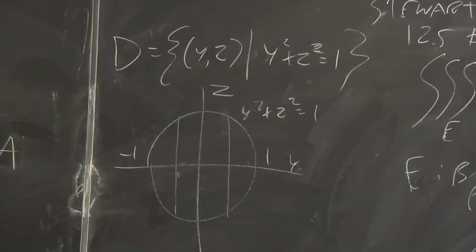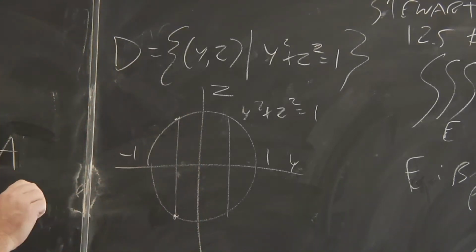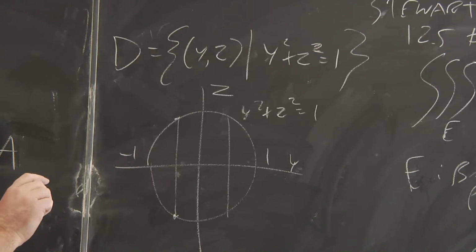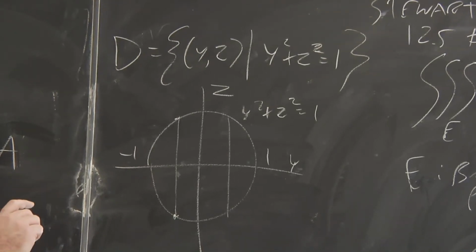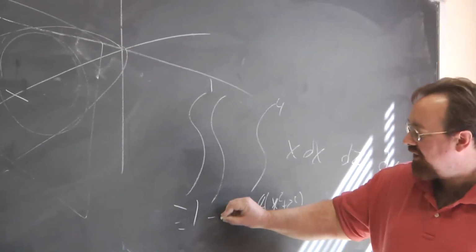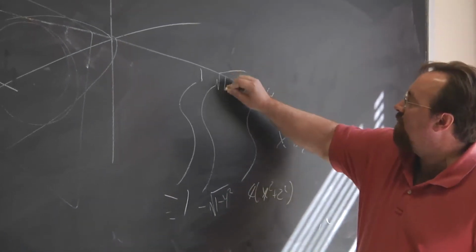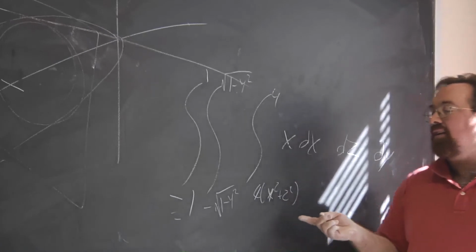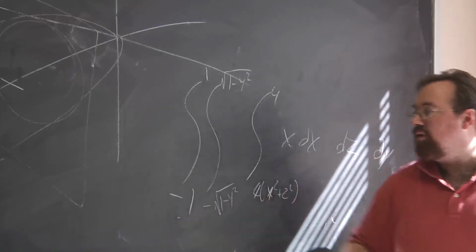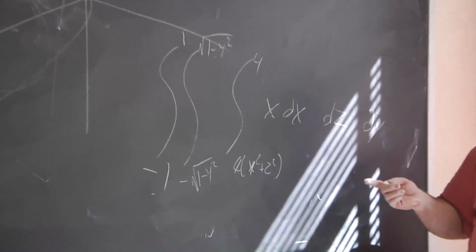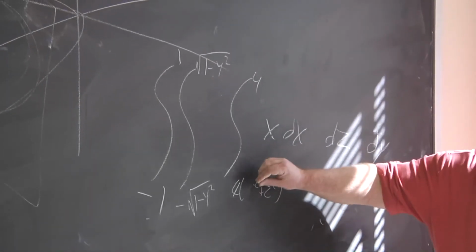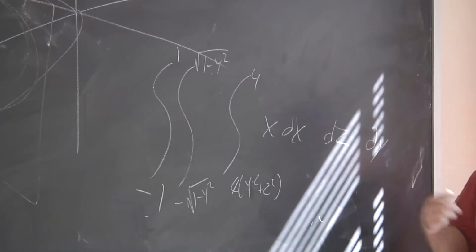Given that y and z satisfy y squared plus z squared is equal to 1 on the boundary, so we want to go from minus square root of 1 minus y squared up to plus square root of 1 minus y squared. And so now we have our integral completely defined. Now, that should be a dy. Okay, so then we can go ahead and evaluate that.